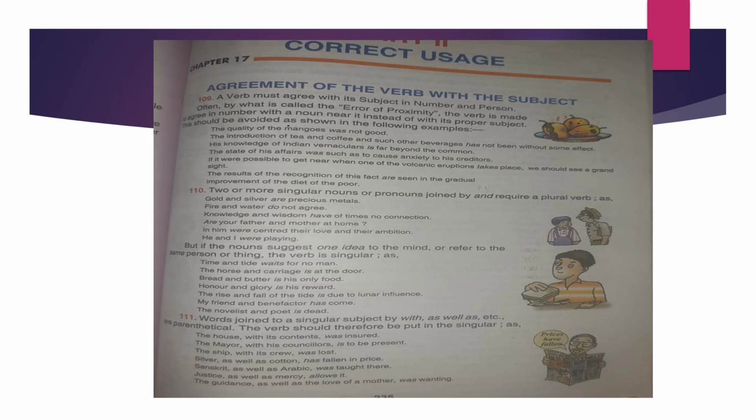In him were centered their love and their ambition. So were is used. He and I were playing. Were is used instead of was because he and I, both are joined with the help of and.